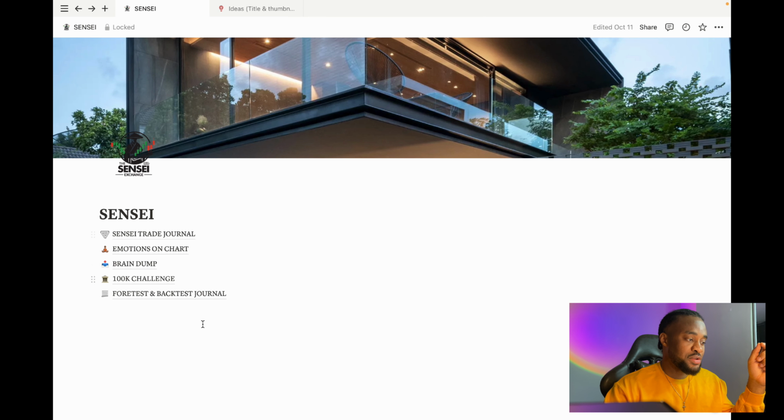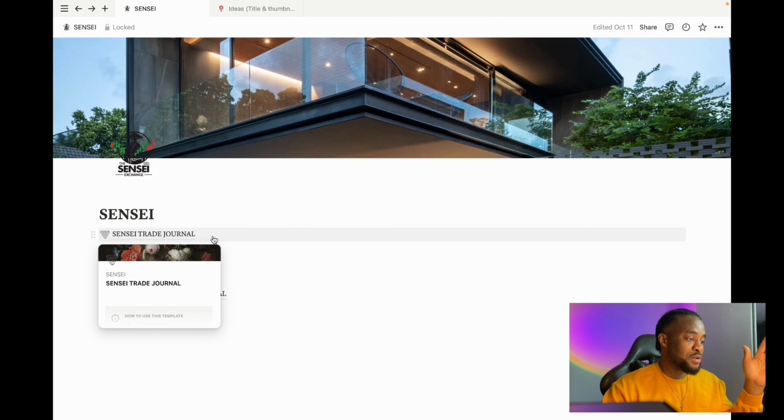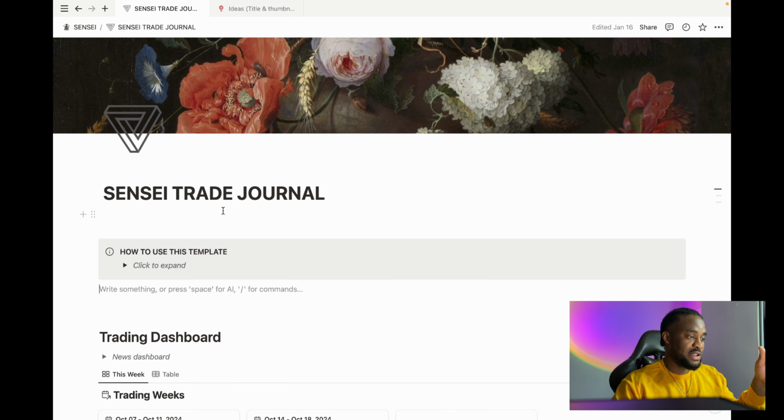This is the first page you get when you enter my trading journal. As you can see here, it's named the SENSEI Exchange, which is the same name as my YouTube channel. This is my template right here. So right now we're going to go straight into my journal template, which is the SENSEI Trade Journal. So right now we're in my journal, the SENSEI Trade Journal.